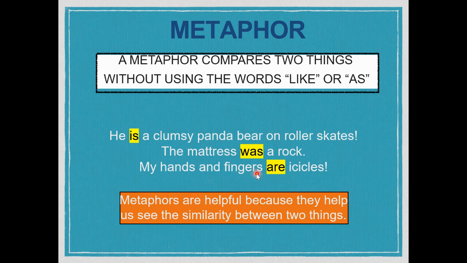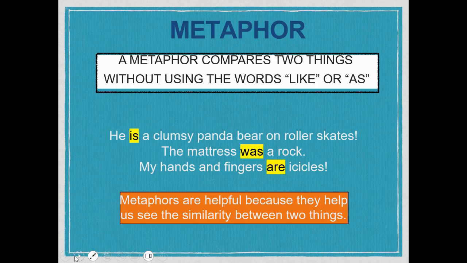How about my hands and fingers are icicles? Well, there's that state of being verb again. It's not like, it's not as, it's a state of being verb that says that my hands and fingers are really crazy cold as though they were icicles. Okay. Metaphors are helpful because they help us see the similarity between two things, very much like they have a similar effect to the simile, except they're more extreme.